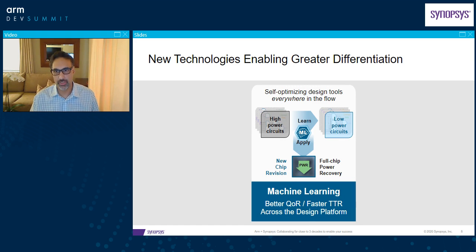Let me start with machine learning. I briefly spoke about this when I introduced the Fusion Design Platform. Machine learning is deployed across the Fusion Design Platform, and it enables better QoR and faster TTR by speeding up the computation-intensive analysis, predicting outcomes to improve decision-making, and leveraging past learnings.